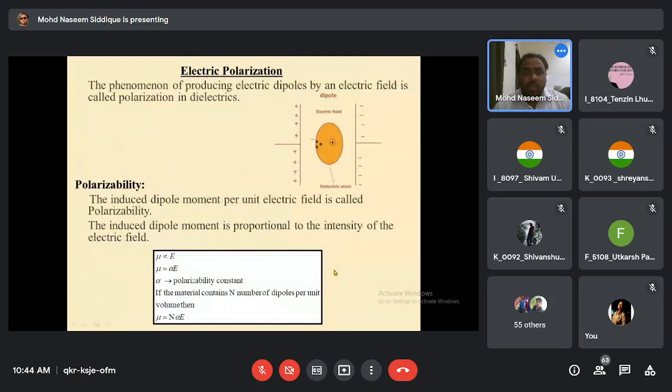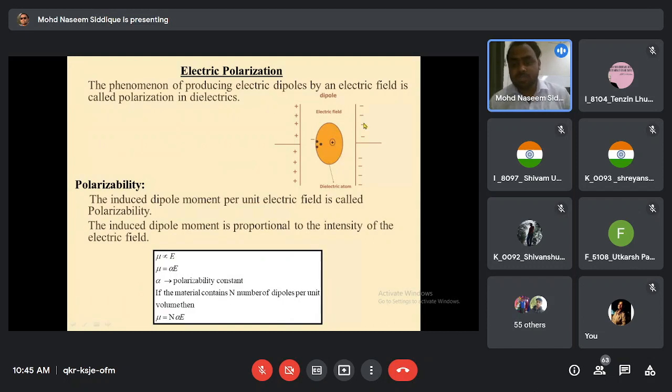Okay. What is the electric polarization? This is the main thing responsible for the dielectric constant and the dielectric material. The phenomenon of producing electric dipoles by an electric field is called polarization. So electric polarization is just producing electric dipoles by an electric field. It is called polarization in dielectrics.